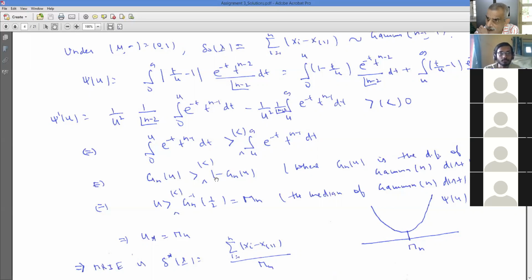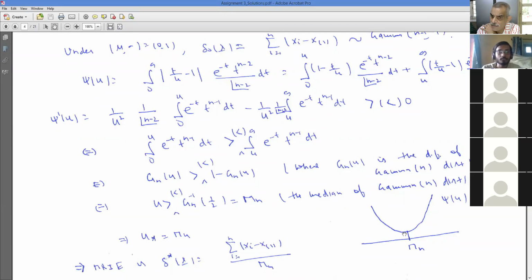G(u) is greater than half or less than half, right? But G is a strictly increasing function. So G(u) is greater than half means u is greater than G inverse of half, or u is less than G inverse of half if it is less than. So that means u is greater than or less than G inverse of half. And what is G inverse of half? That is the median of the gamma(n) distribution, right? So that means your psi(u) is increasing if u is greater than the median of the gamma(n) distribution, which is Mn, and it is decreasing before that.